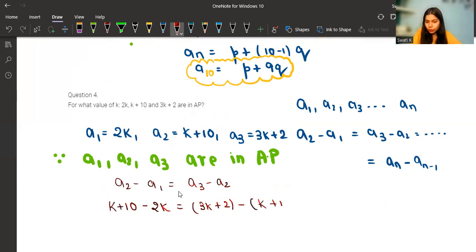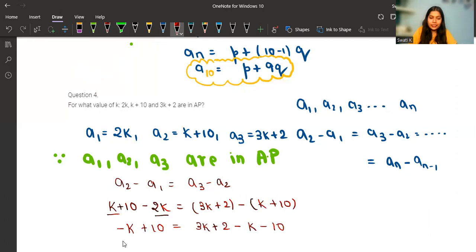I hope you know that whenever we have a negative sign before any expression, we should always put that thing in the bracket. Because when you remove the bracket, the sign is going to get reversed. So this is k minus 2k. Of course, k minus 2k is minus k and plus 10 as it is. And this is going to be 3k plus 2. I'm just removing the bracket. Minus k. And then if you remove the bracket, this plus will become minus because minus into plus is minus.